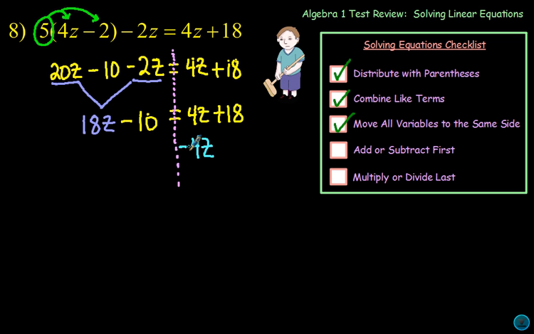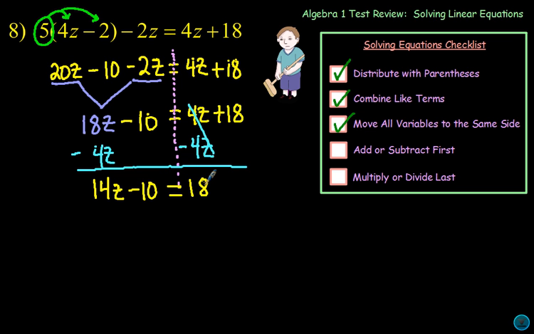That's a positive 4z, so the opposite would be a minus 4z. So let's subtract 4z from both sides. Those cancel each other out. Well, 18 minus 4, there's more positives, there's 14 more positives. So that would be 14z minus 10 equals 18.